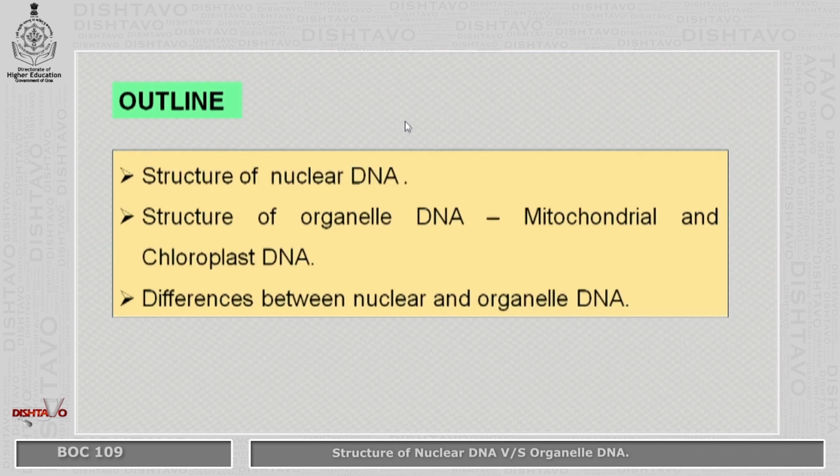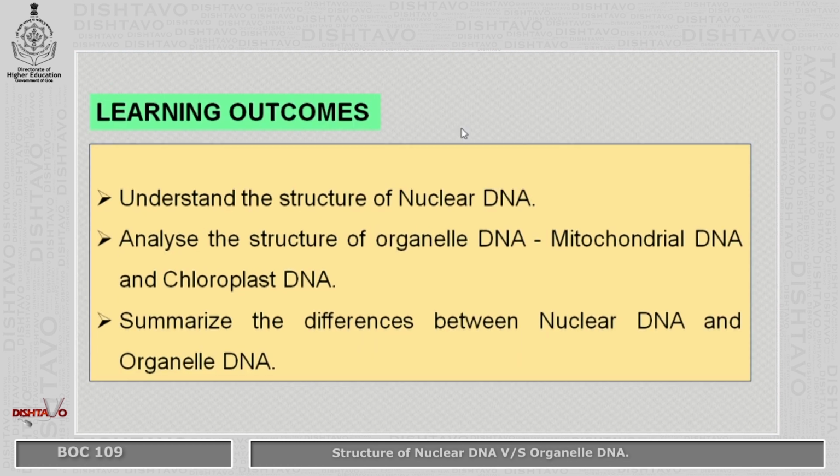In this module, the outlines which you are going to study are the structure of nuclear DNA, the structure of organelle DNA, that is mitochondrial as well as chloroplast DNA, and the differences between nuclear DNA and organelle DNA. At the end of the module, you should be able to understand the structure of nuclear DNA, to analyze the structure of organelle DNA, mitochondrial DNA and chloroplast DNA, and to summarize the differences between nuclear DNA and organelle DNA.